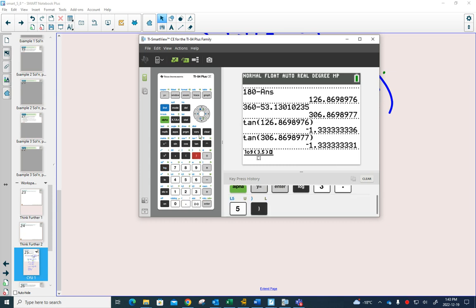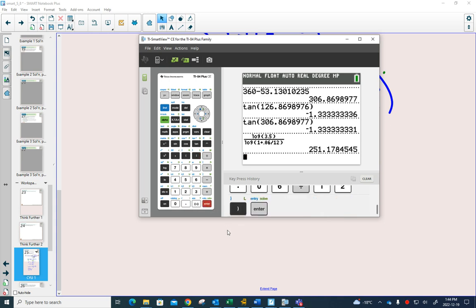Log of 3.5 divided by log... Now, the question says, how many monthly investments would it take? Well, the answer is 251.17. Does it make sense that 251 wouldn't be quite enough? Even though it rounds nicely to 251, we'd actually have to say it would take 252 payments.